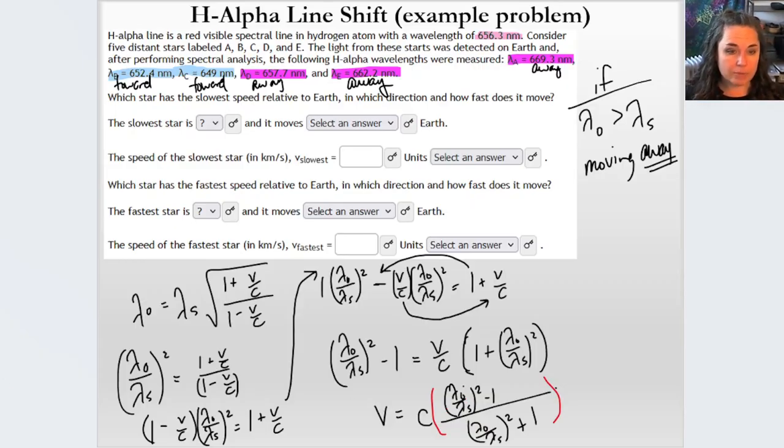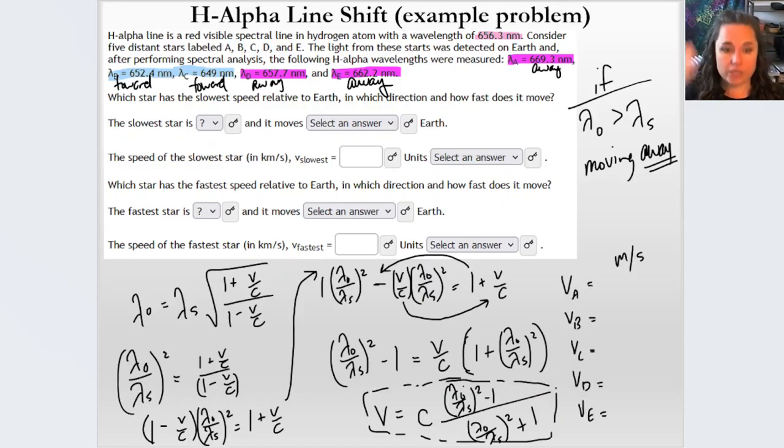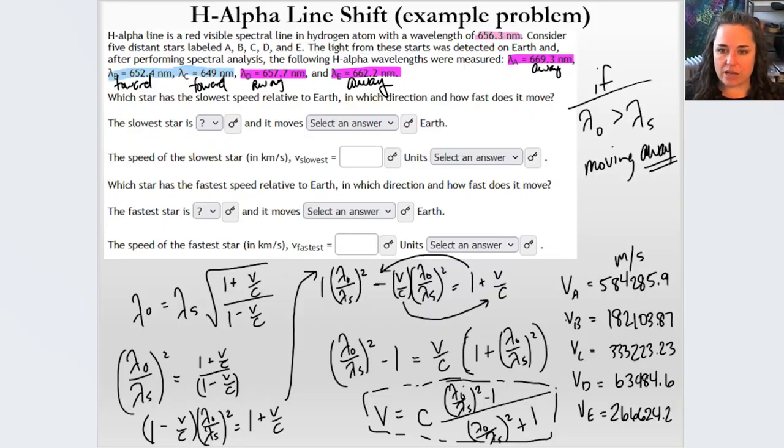I decided that I'm going to have to solve in order to figure out the speed of the slowest star and the speed of the fastest star. I'm going to have to calculate all the speeds. So I went through and I used that equation and switching the plus and minus as I need to in order to take into account moving away or moving towards. And I solved it in meters per second. I guess I could have left it in fractions, but these boxes definitely want the values, so I went ahead and just calculated the values in meters per second, and I got these values.